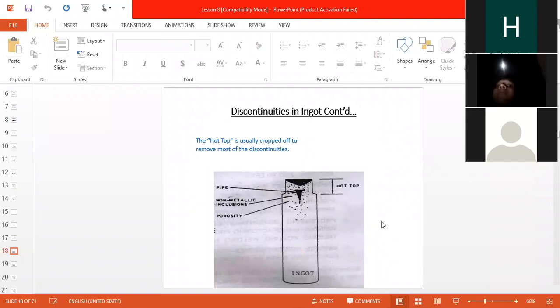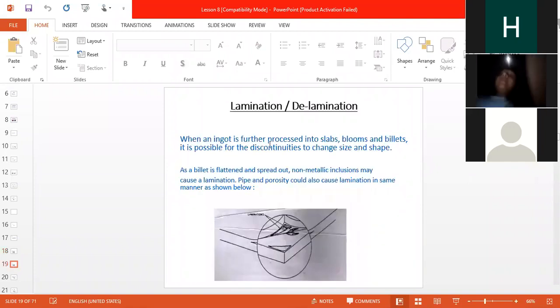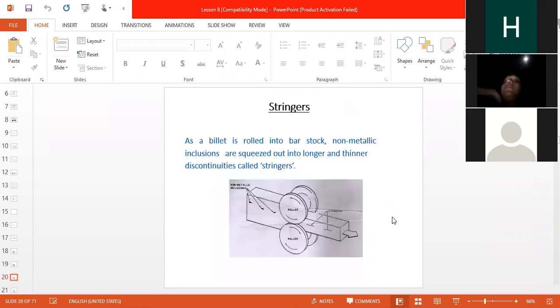When the ingot is further processed into slabs, blooms, and billets, it is possible for the discontinuities to change size and shape. As the billet is flattened and spread out, non-metallic inclusion may cause lamination. Pipe and porosity could also cause lamination in the same manner. So lamination is a rolling defect.